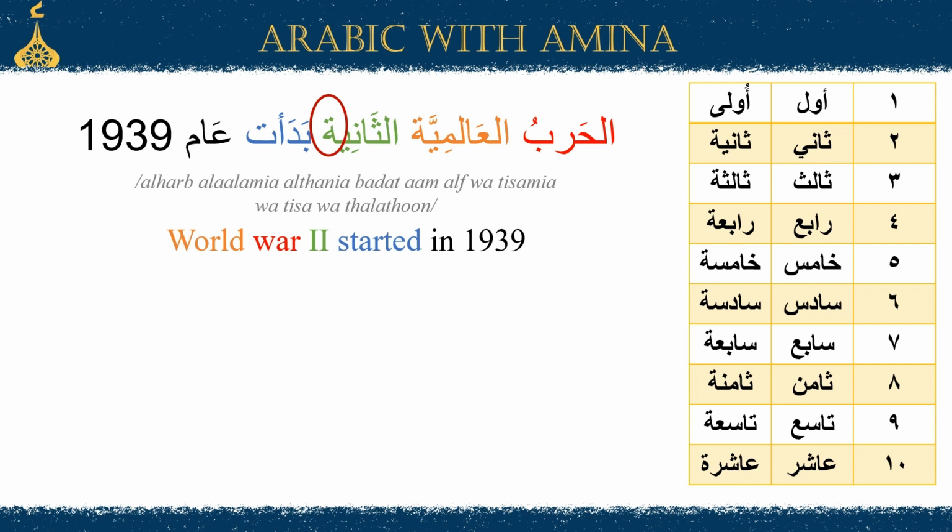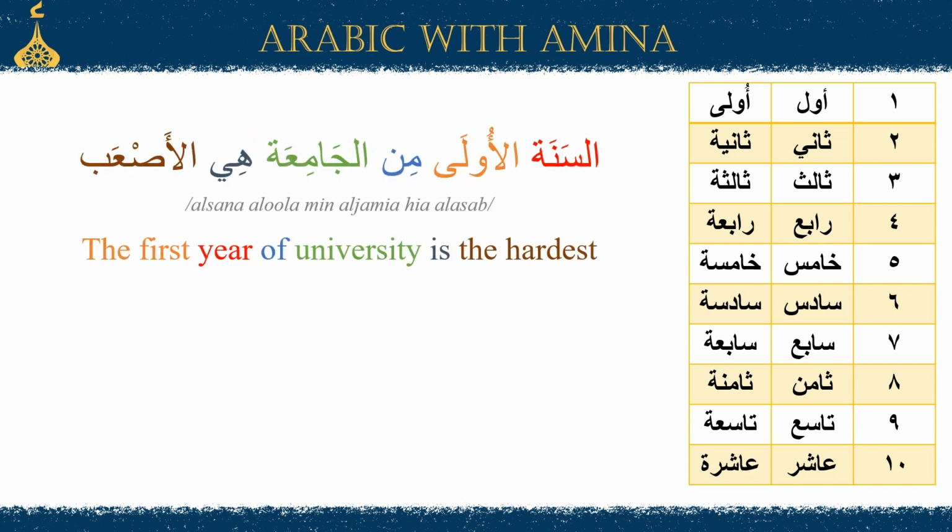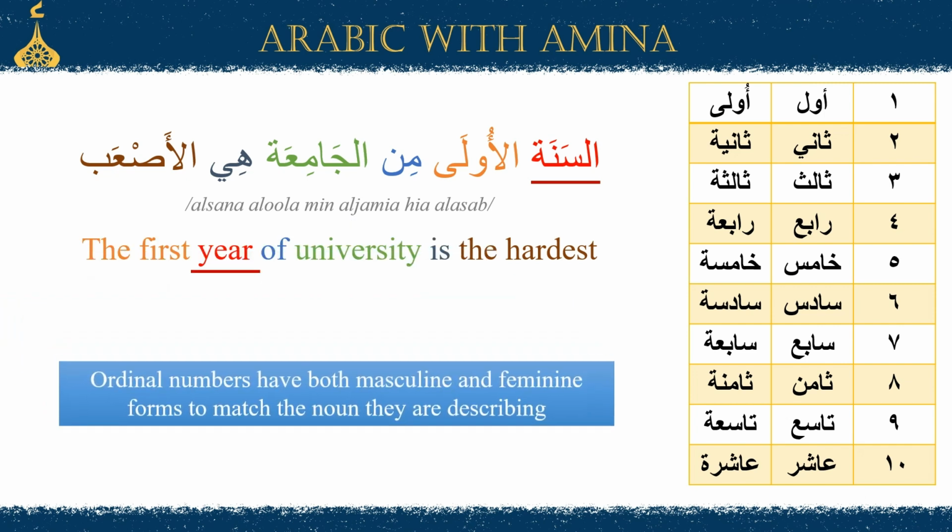An example using the feminine form would be السنة الأولى من الجامعة هي الأصعب. The first year of university is the hardest. We are using the feminine form because السنة, or year, the word which we are describing, the first year, is feminine in Arabic. You can see that ta marbuta at the end of the word. So ordinal numbers have both masculine and feminine forms to match the noun they are describing.